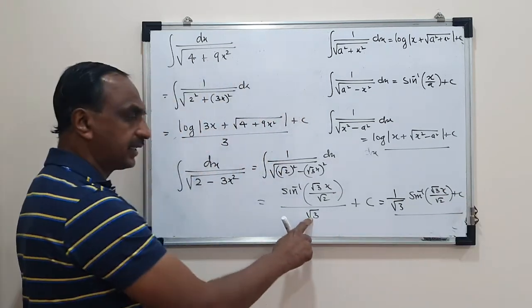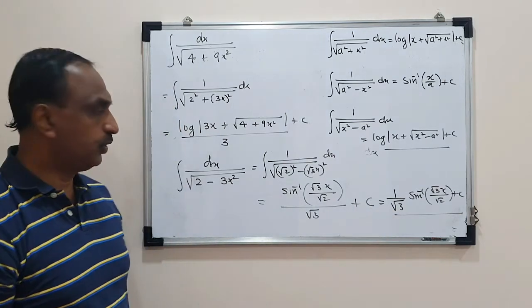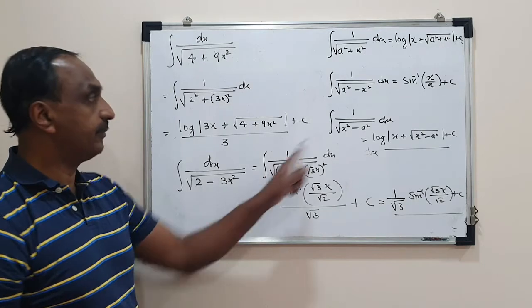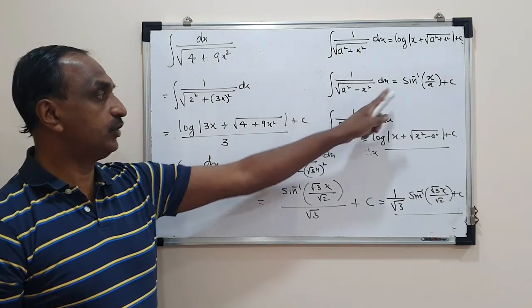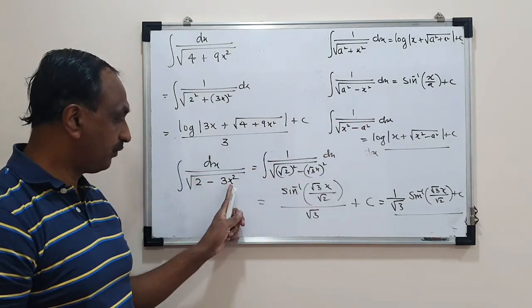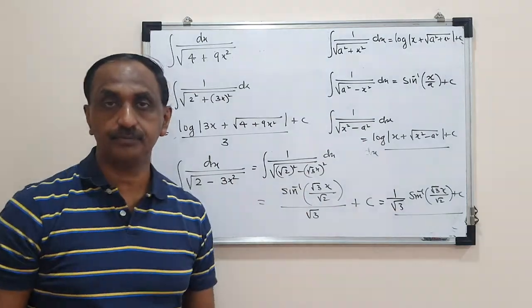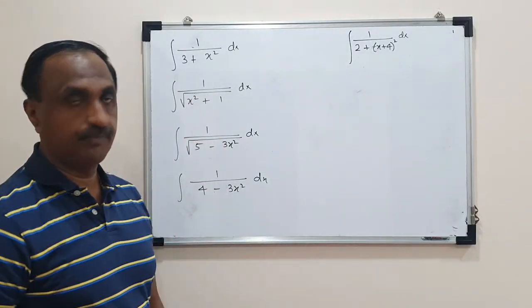Usually we don't write it like this, we write it as a prefix. So a prefix will come if the coefficient of x is not 1. If the coefficient of x square is 1, there is no prefix. But if the coefficient of x is some number, that will turn out to be a prefix. Let's practice a few problems here.